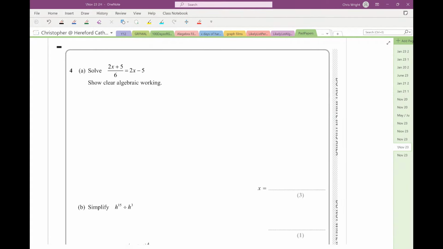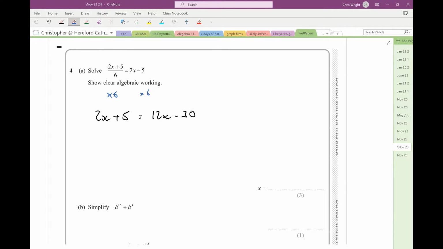Question 4. All right, I need to solve this equation. Well, the first thing I'm going to do is multiply both sides by 6 to get rid of that divided by 6 on the left, to get rid of the 6 on the bottom. So if I multiply both sides by 6, then I'm going to have 2x plus 5 divided by 6 times 6, 2x plus 5 equals 6 times the right-hand side, 12x minus 30. Make sure you multiply the whole right-hand side by 6.